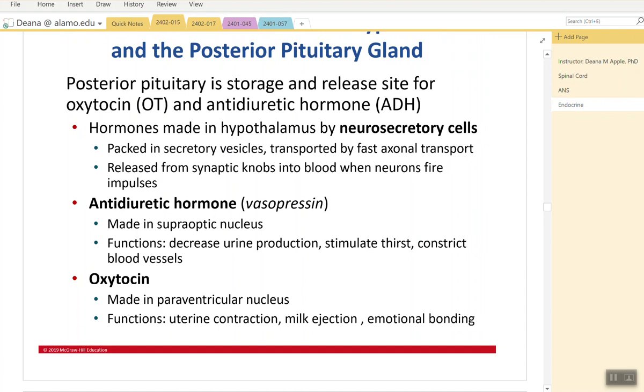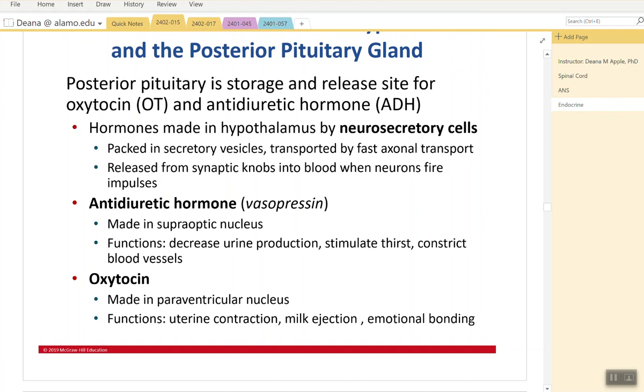They're transported through fast transport. Fast transport means they're transported in vesicles. Put something in a vesicle, you can move it quickly. You package something up, send it to UPS, it goes fast, right? Faster than FedEx. So these are fast axonal transport, anterograde transport via vesicles. They hang out in those vesicles in the synaptic knobs. And then they're released from the pituitary when they get the appropriate signals.